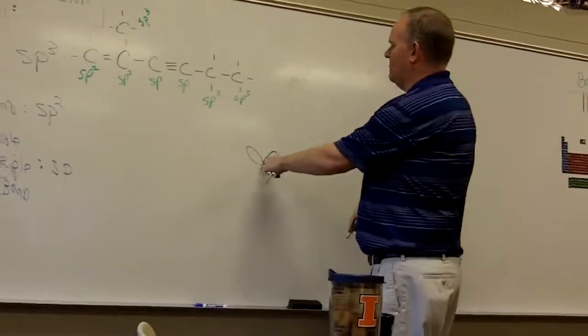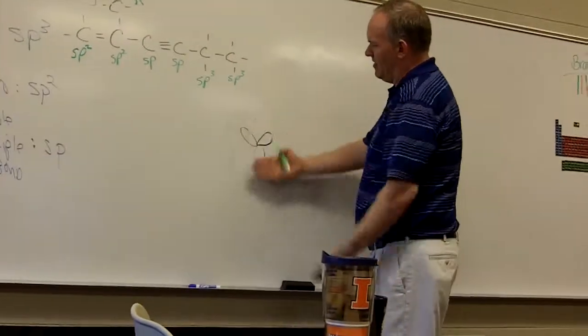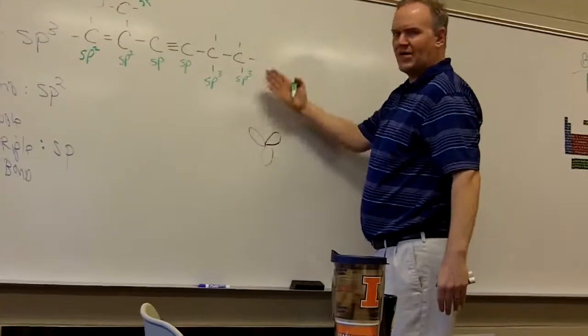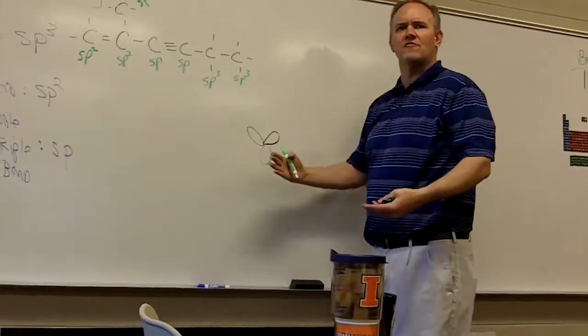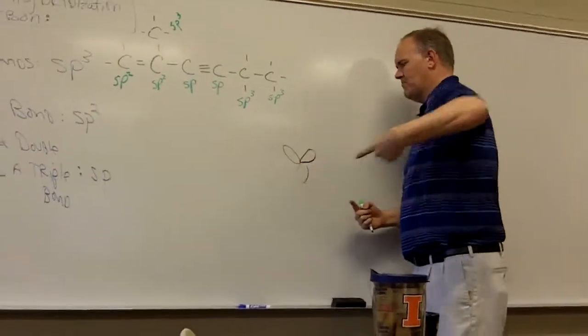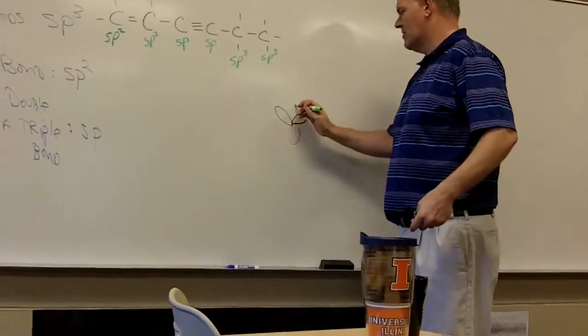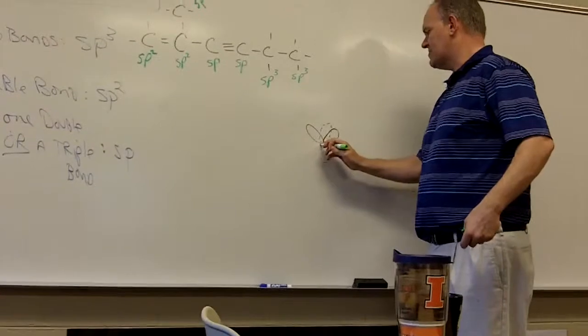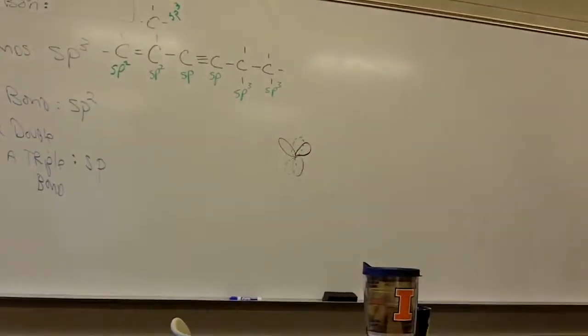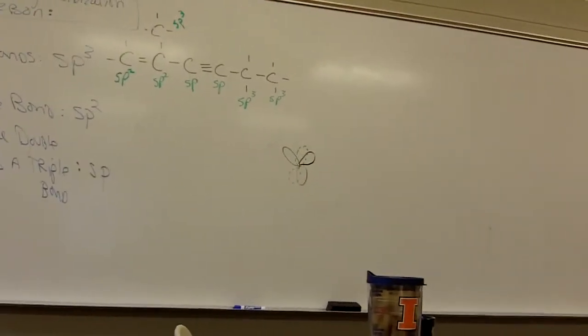So when I look at this, I've drawn the sp2 in the plane of the board, so the leftover p should be going perpendicular to the plane of the board. That's kind of hard to draw, so we have this unhybridized p coming in and out of the board like that. Okay?